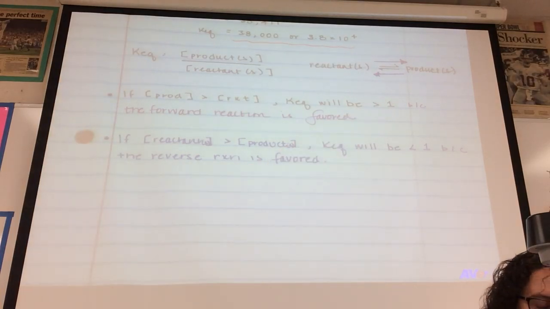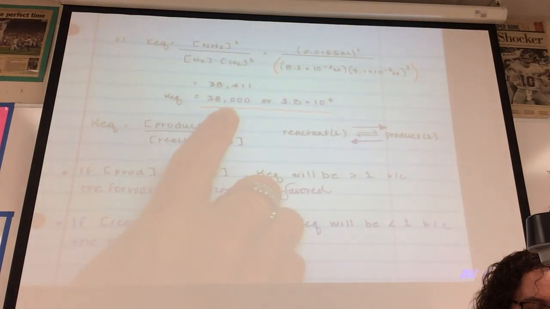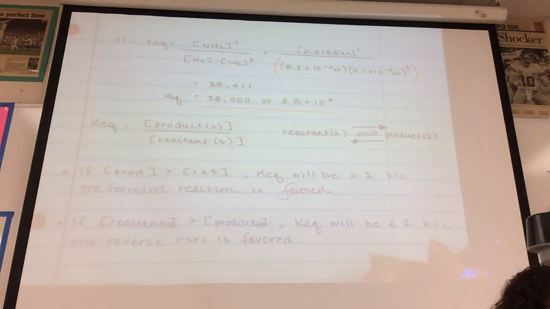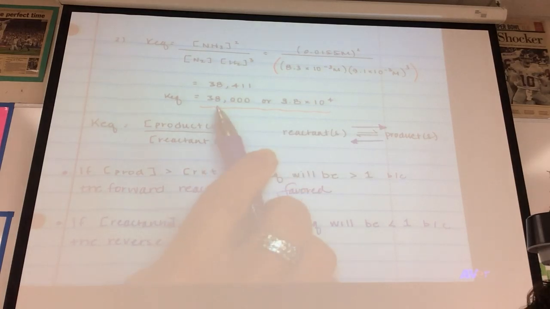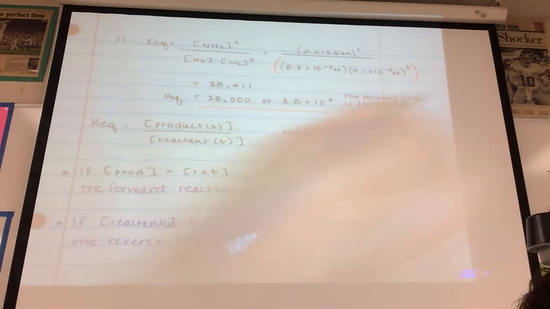For your purposes right here, for example, look at the KEQ we calculated here. Would the forward or reverse reaction be favored? It's not a yes or no question. If KEQ is 38,000, would the forward or reverse reaction be favored? Forward. So in this one, the forward reaction is favored because KEQ is greater than 1.